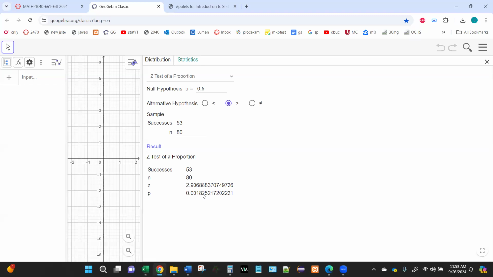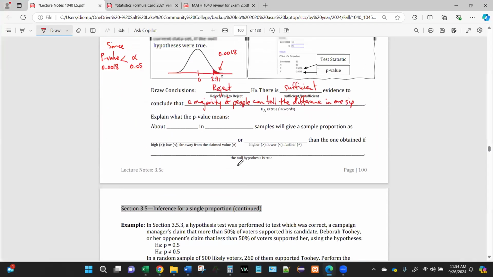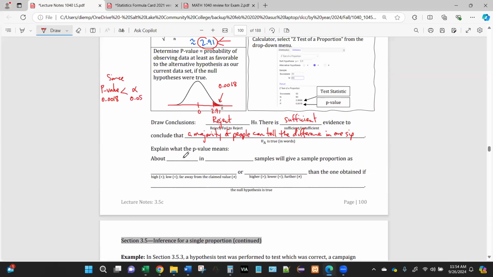So let me do one more for you guys, and then I'll have you do one. No, I'll do 2 more for you, and then I'll have you do one. Oh, let's just go ahead and fill this in too, because this is useful.